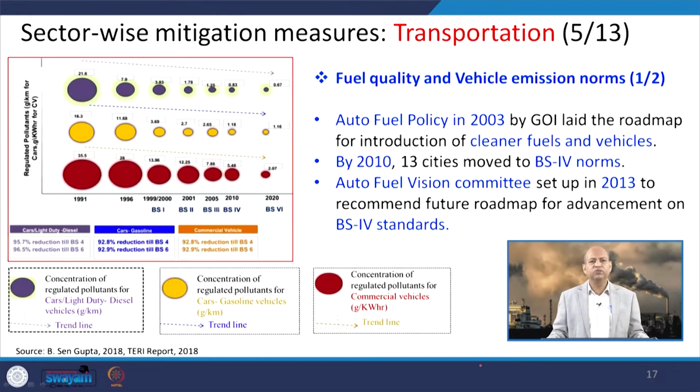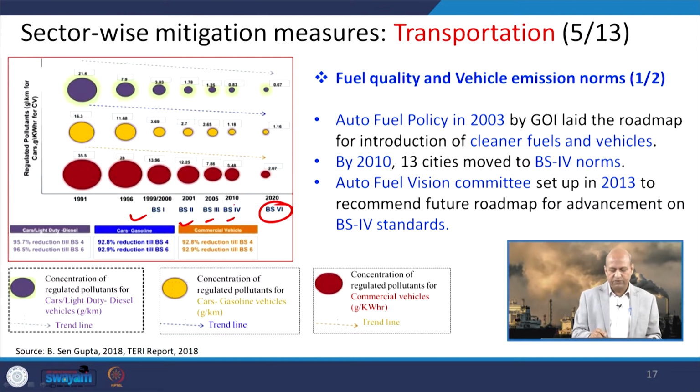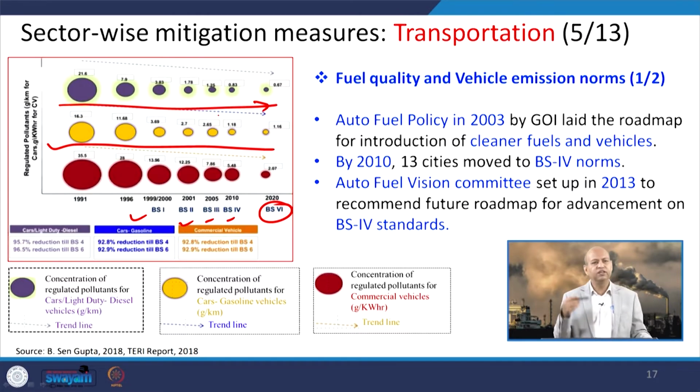Then if we talk about fuel quality and vehicle emission norms, over the years you can see BS1, BS2, BS3, BS4 and now BS6. We have jumped from BS4 to BS6. You can also see that the concentration of regulated pollutants from commercial vehicles has decreased so significantly, and from cars and gasoline vehicles it has also reduced, and from light duty diesel vehicles as well. So, over the years emission norms have been better, from BS1 to BS4 and now BS6. That way emissions are decreasing, but the number of vehicles is increasing, that is the problem. So, the total emission grows day by day when population also grows in the city centers.